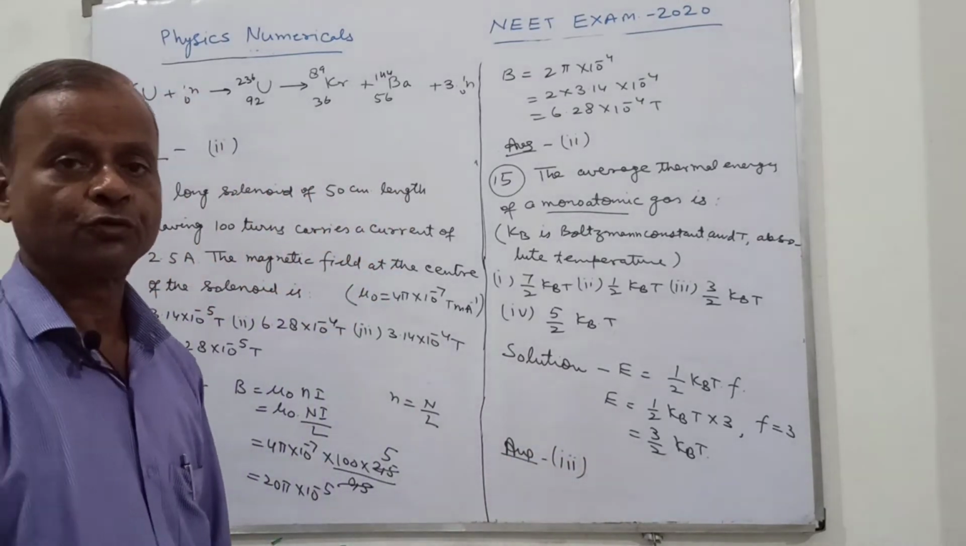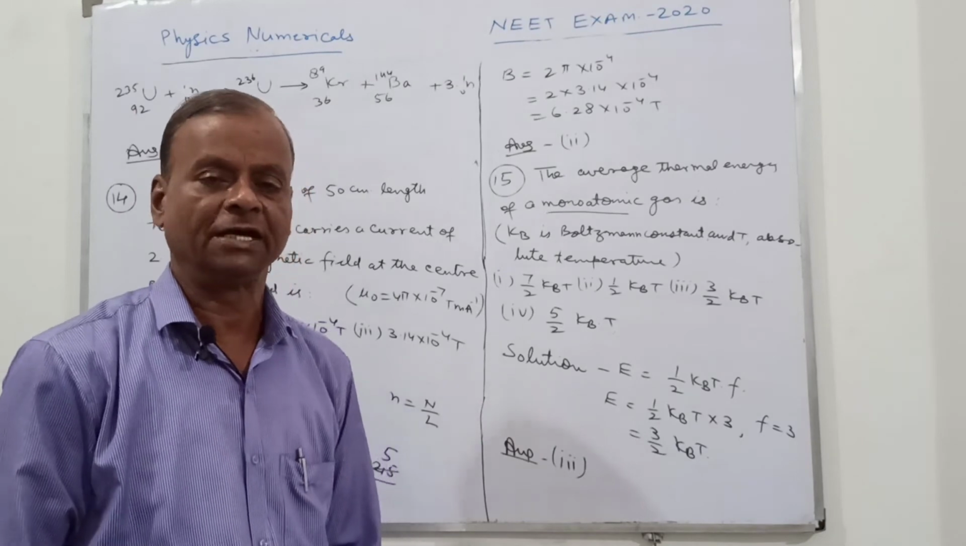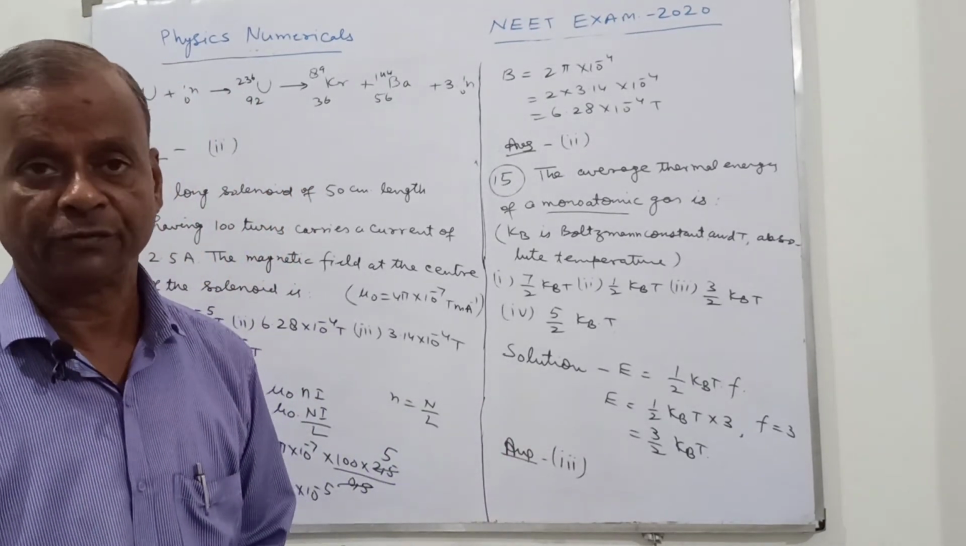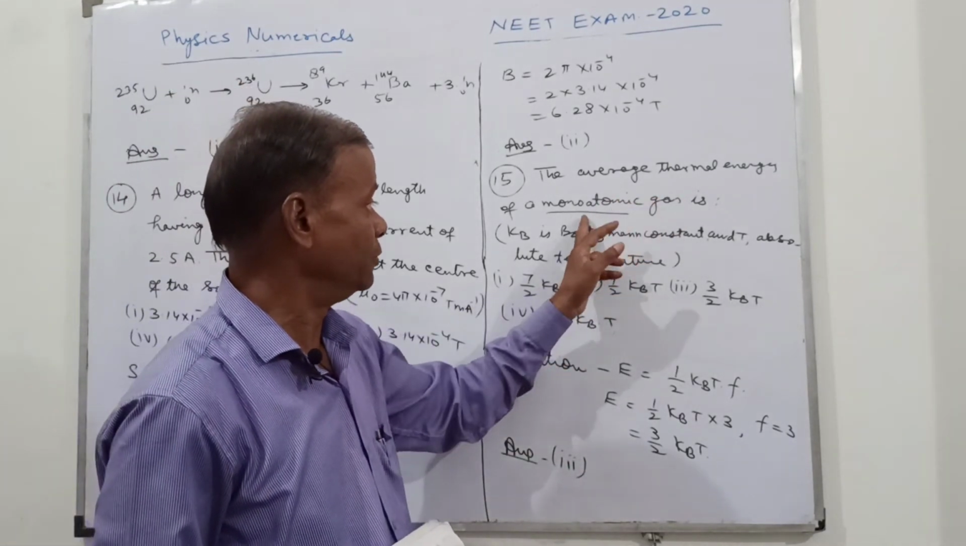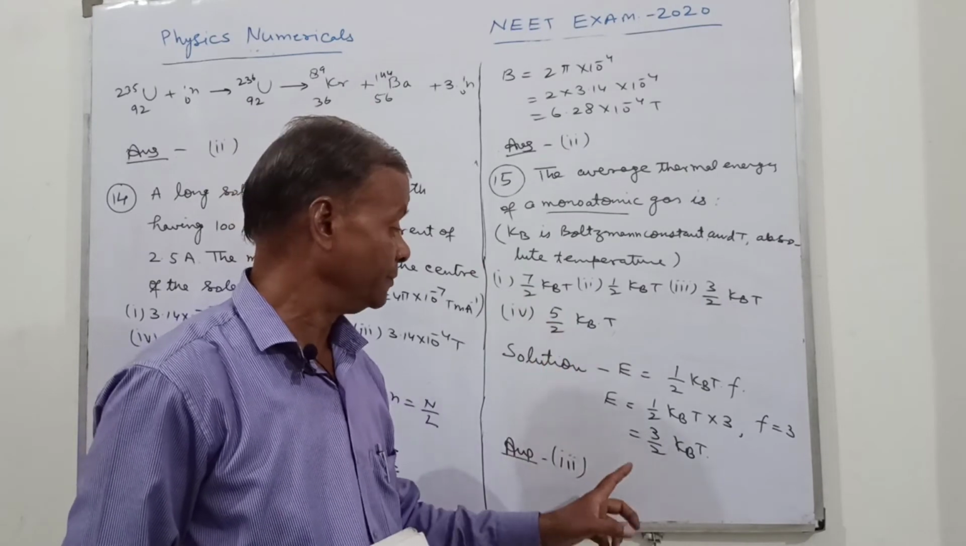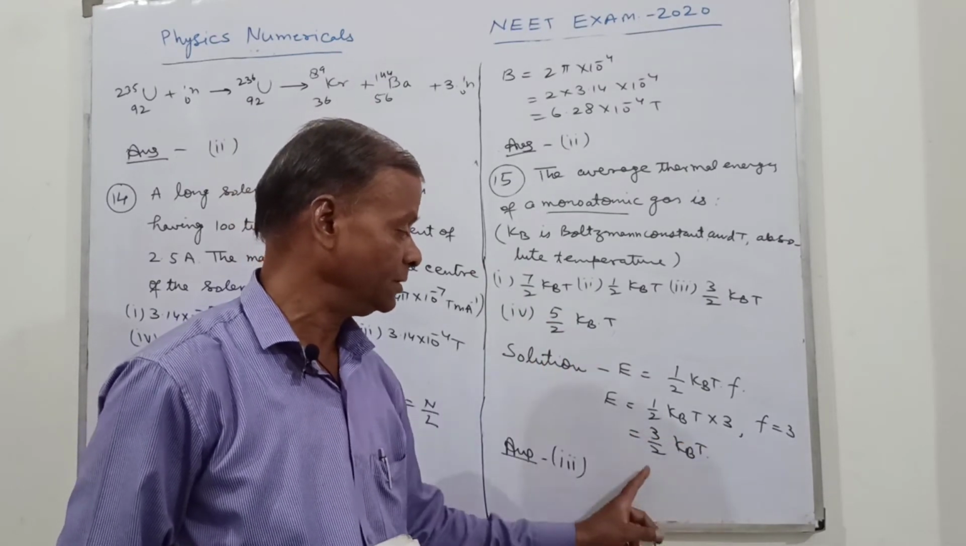Some questions become so easy that you can find the answer directly without applying any kind of formula. For you are given this monatomic gas, degree of freedom is given 3. So for 1 degree of freedom, 1/2 k_B T. So for 3, 3/2 k_B T.